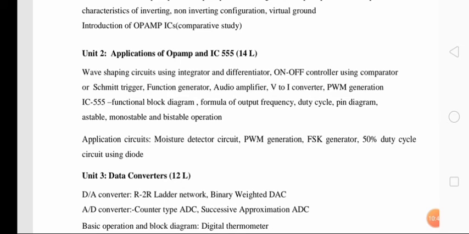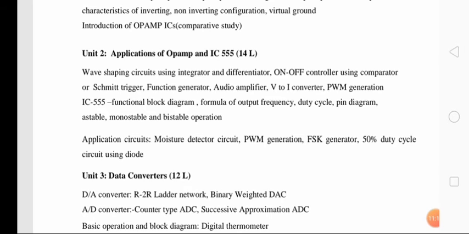Now just listen to the points. These points will be briefly elaborated by me when I explain this topic. Then audio amplifier, voltage to current converter, PWM generator. So these are the different applications that I am going to explain in unit 2.